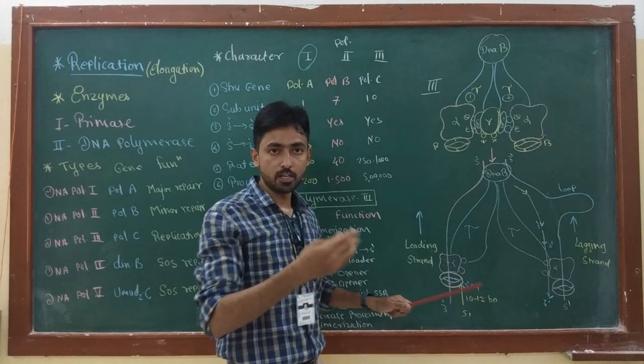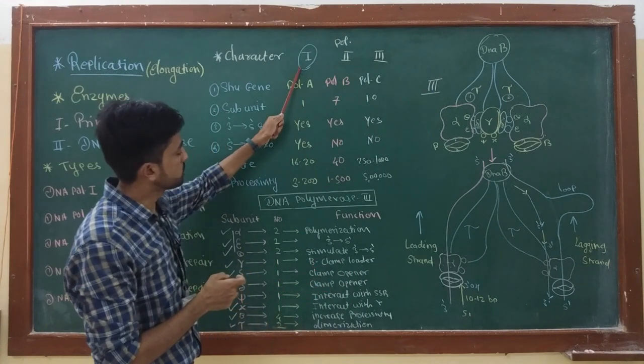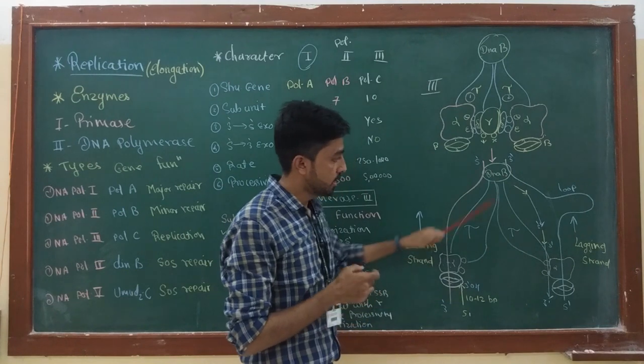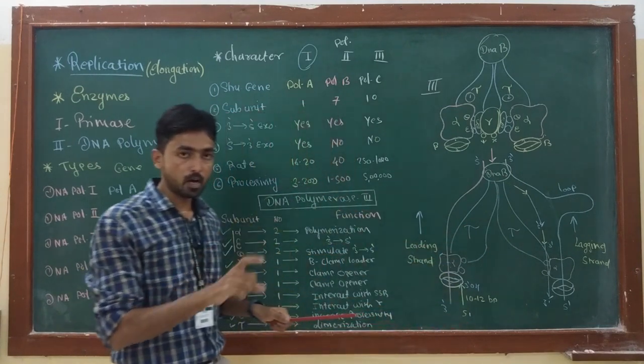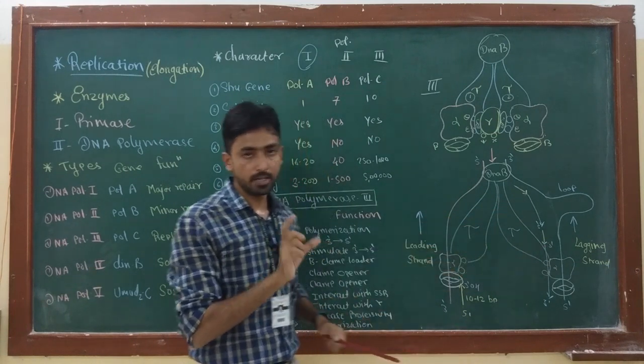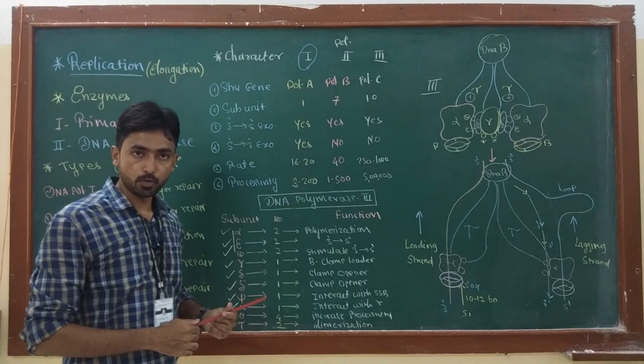Then finally the termination phase begins. In my next video I am going to discuss how DNA polymerase 1 removes the primer from lagging and leading strand, how the enzyme fills the gap, and how the nick which is present in between different fragments is sealed by DNA ligase, and how the process of termination occurs in the prokaryotic cell.